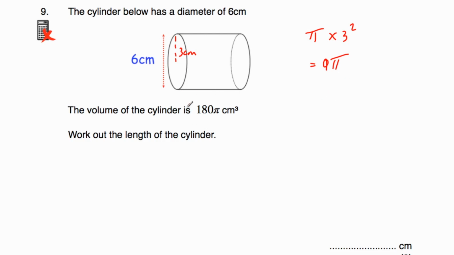Now to get the volume, this 180 pi, we would have times that 9 pi by how long the cylinder is. So that means if we divide 180 pi by the area of the circle, 9 pi, we can find the length. So we need to do 180 pi divided by 9 pi.